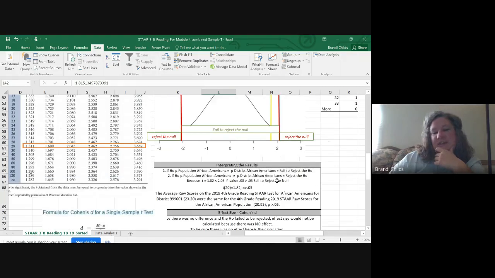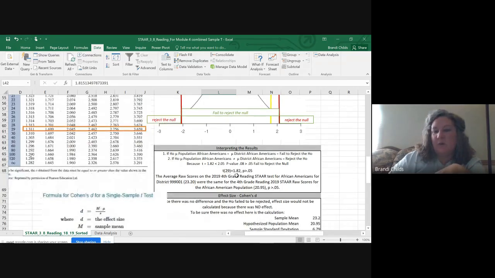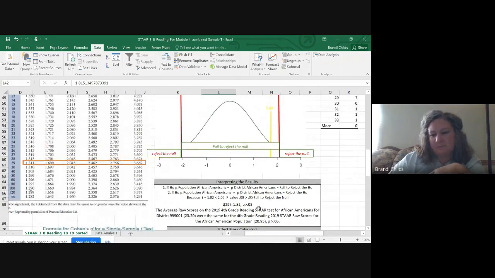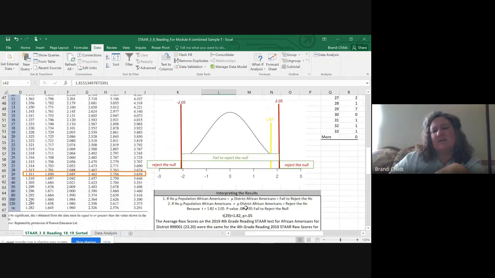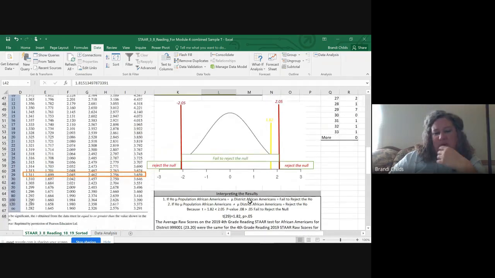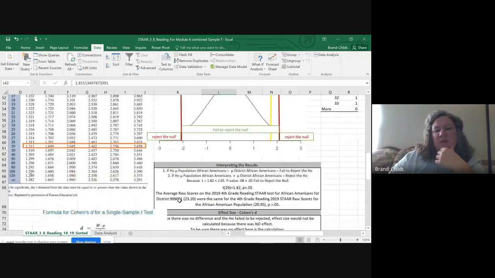And this is just saying that in a number values statement. This just talks about there was 29 equaling 1.82. Okay, and it's greater than 0.05. So the average raw scores in the 2019 STAR test for African Americans for this district, 23.2, were the same for the fourth grade reading STAR scores for the African American population of 20.95.